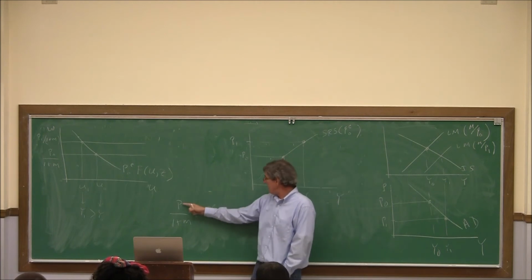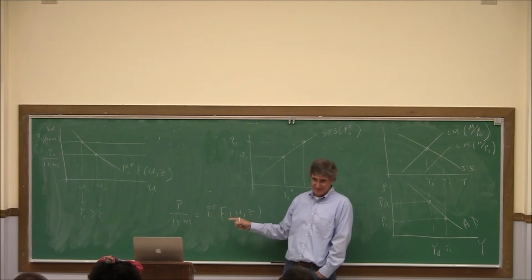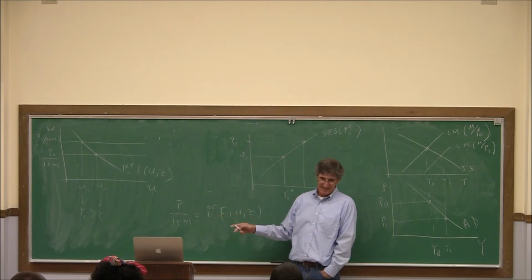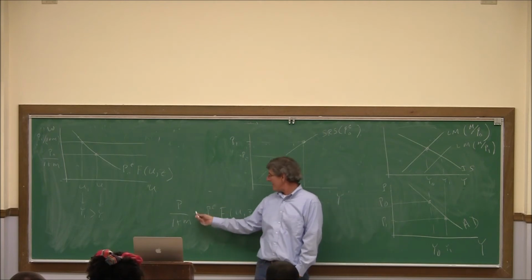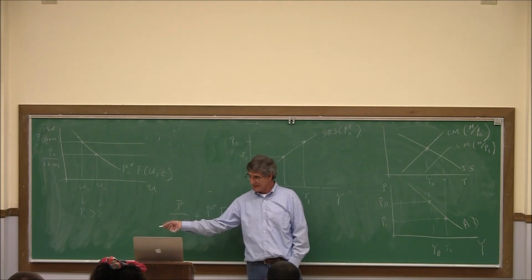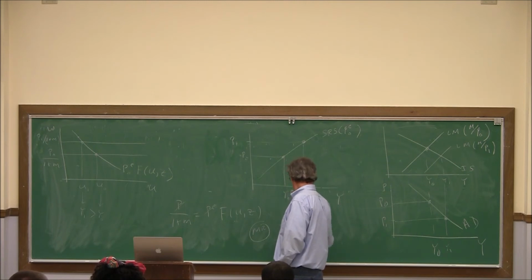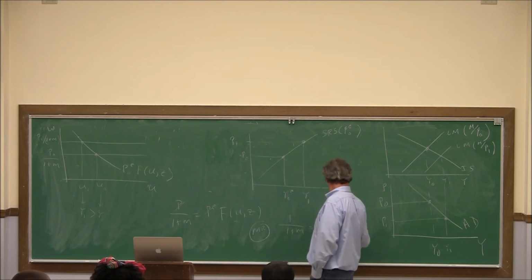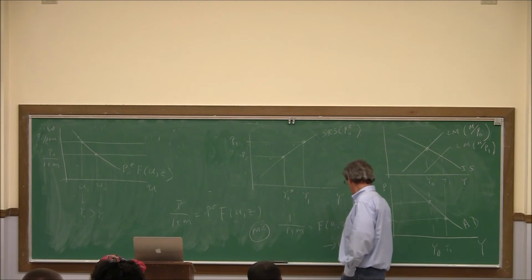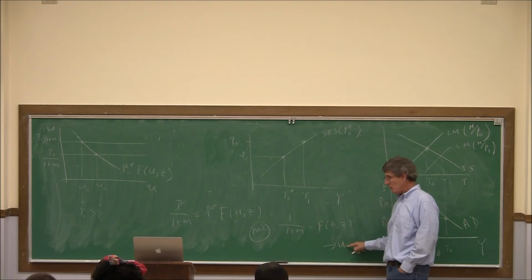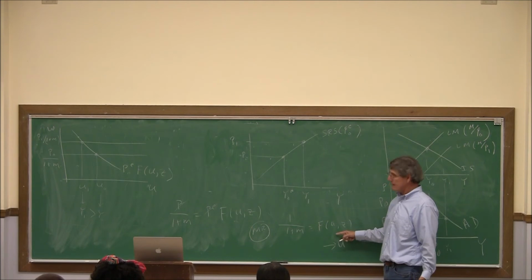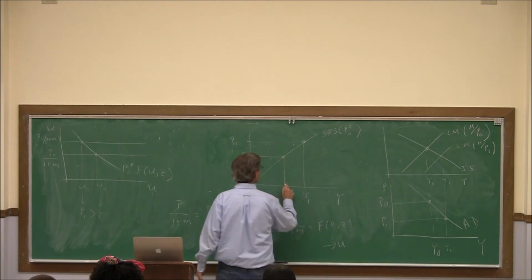But what if PE and P are equal? What's going to happen to those two terms? They're going to cancel. So you'll get, in the medium run only, 1 over 1 plus M is F of U and Z, which would give you a U, right? That would give you a value of U. But how is it related to P? It doesn't matter what P is, right? So that's this vertical line.